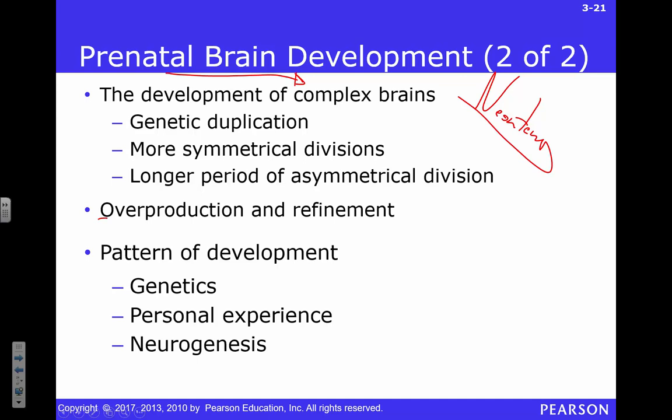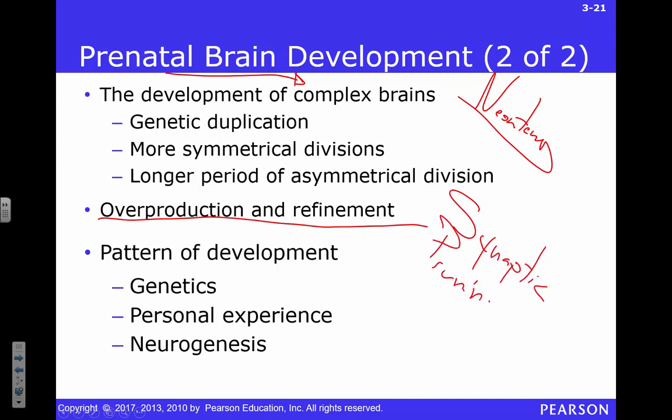There is this process of overproduction and refinement, which is kind of cool. Sometimes we refer to this as synaptic pruning. You guys remember we talked about synapses last week. When you are younger, you'll actually have more synapses than when you're an adult. Doesn't mean you're brighter or better when you're younger. It actually means you're sort of worse and wired up incorrectly, right? So you've got all these extra synapses.